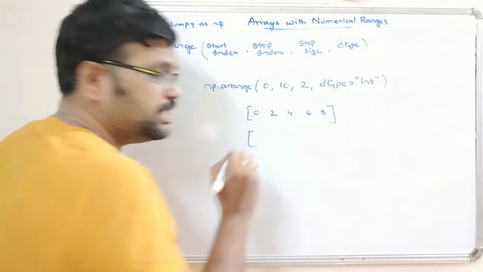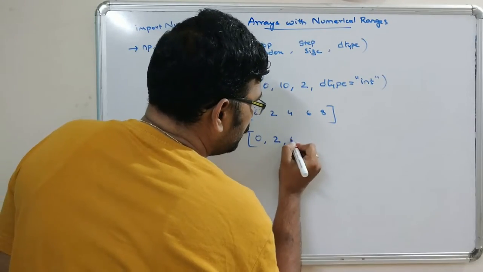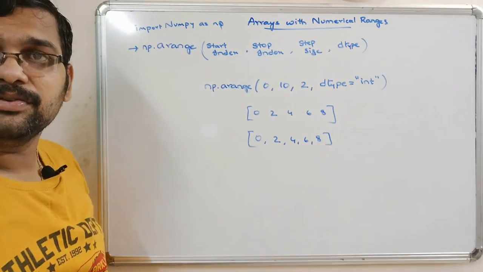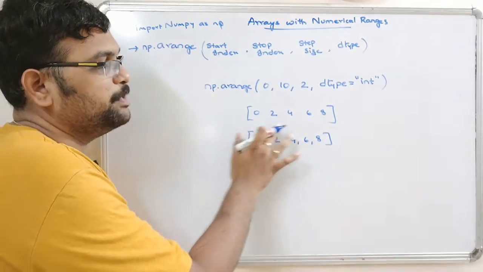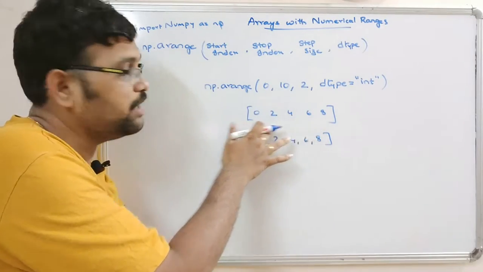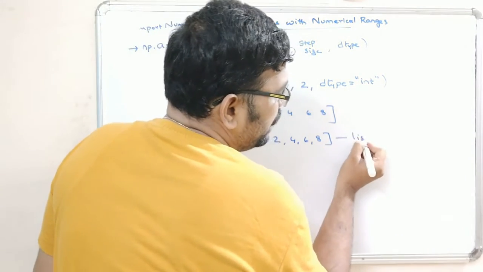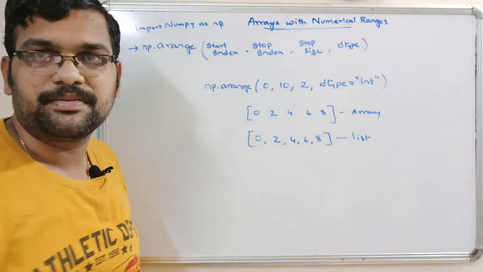See, how to differentiate a list and an array. A list will be like this: 0, 2, 4, 6, 8. So these are the comma separated values, right? And this is an array, that means space separated values. Here we should not use the commas. So that's the only difference between the list and array, and we can differentiate these two things.